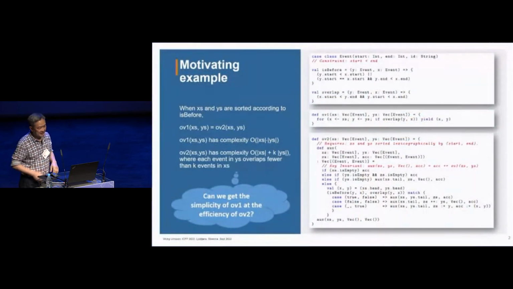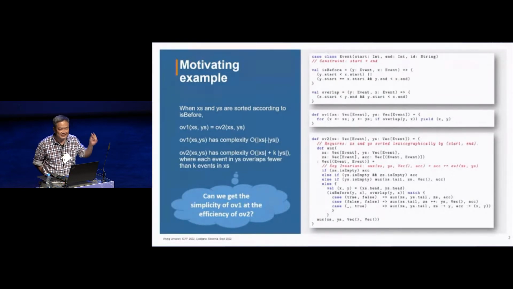So let me give you an example to illustrate what I mean. In this example, let me use event as a simple data type. An event has a starting point and an ending point and some extra stuff. Then on events, you can define an ordering, like one event is before the other event if it starts earlier, or if both events start at the same time, then the one that ends earlier is the one that comes before. And we can have different kinds of operations on events. For example, overlapped: two events overlapped in time.